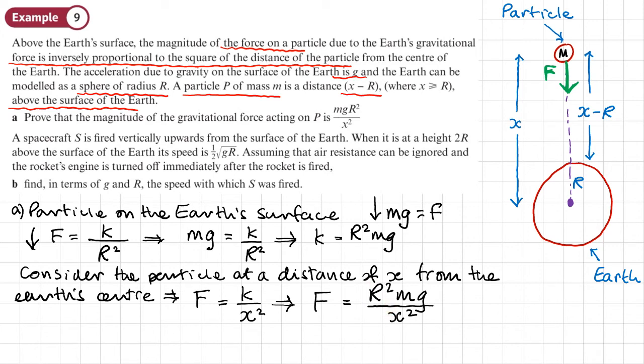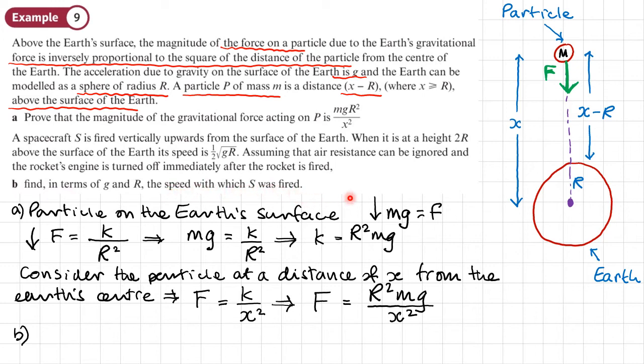Right, let's move on to part B. I think we're going to need a bit more space for part B, so I might get rid of this work in a moment. A spacecraft S is fired vertically upwards from the surface of the Earth. When it is at a height 2r above the surface of the Earth, it's at a speed half root gr. Assuming that air resistance can be ignored and the rocket's engine can be turned off immediately after the rocket is fired, part B: find, in terms of g and r, the speed at which S was fired.